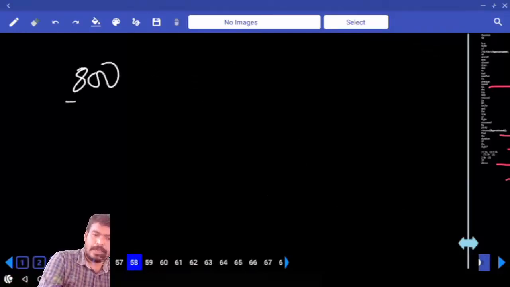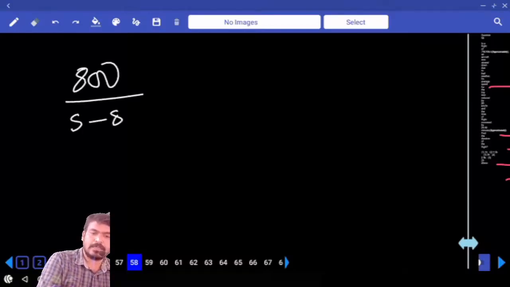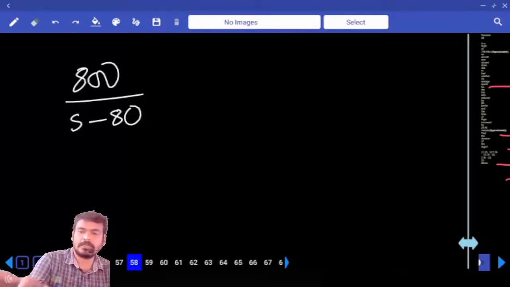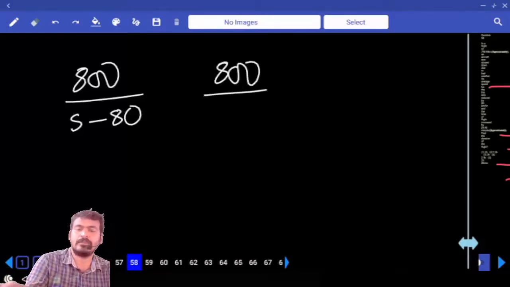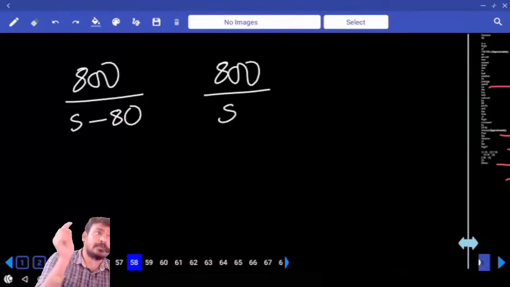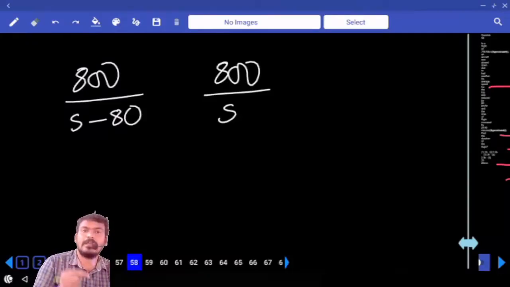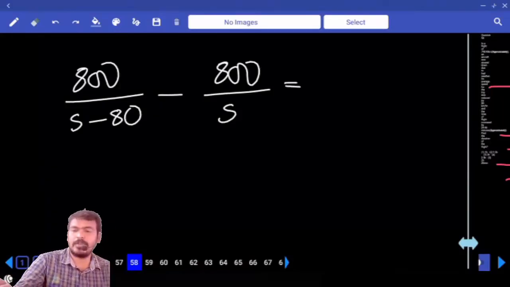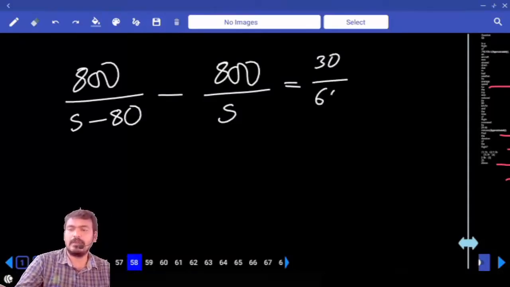800. 800 by S minus 80. What is the meaning? Distance by speed, or not? Distance by speed means we are getting time, or not? Next, second case also same distance or different distance? Same distance, but speed value S, or not? Actually original time means 800 by S, or not? New time means 800 by S minus 80, or not? What is the time difference? 30 minutes, or not? 30 minutes means 30 by 60, or not?